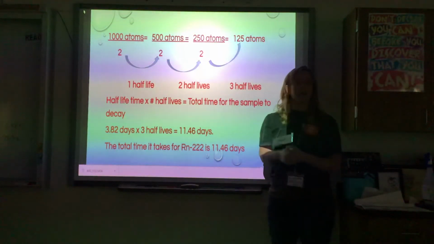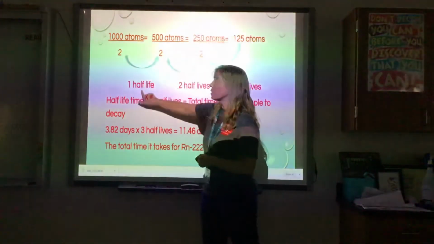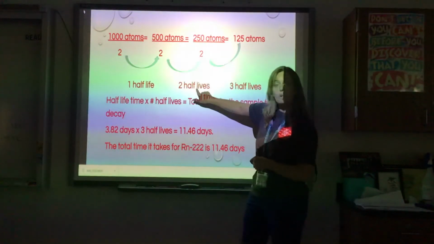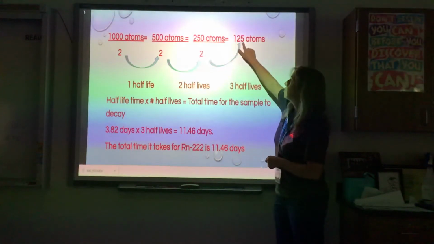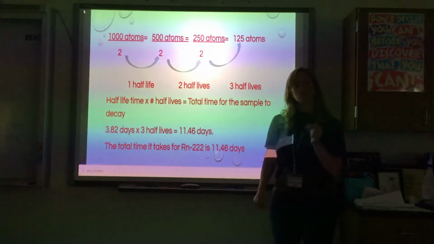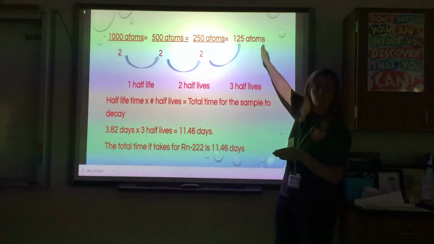So how many half-lives is that exactly? From 1,000 to 500, that's 1 half-life. From 500 to 250, that's 2 half-lives. From 250 to 125, that is 3 half-lives. So it took me 3 half-lives to get from 1,000 to 125.